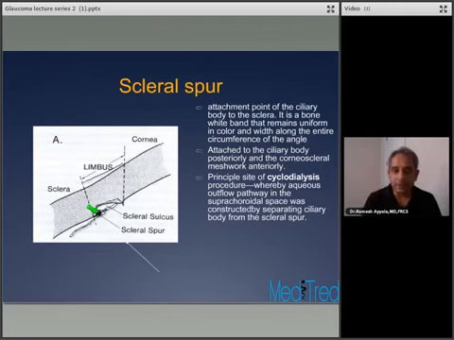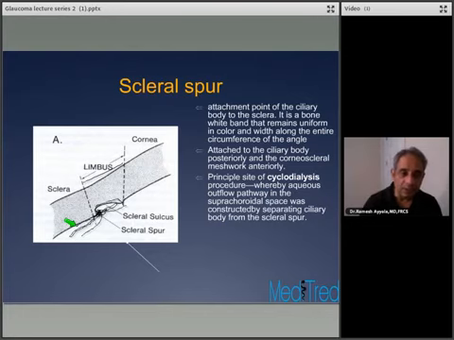It's also the principal site of disinsertion in cyclodialysis cleft formation. Remember, we just talked about angle recession, which is a tear in the face of the ciliary body, whereas in cyclodialysis cleft, the entire ciliary body is disinserted from its attachment to the scleral spur. And consequently, what happens is too much fluid will flow, access the supraciliary space, and the pressure goes down.